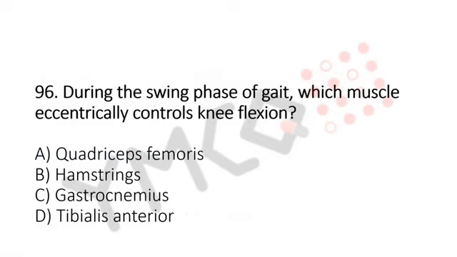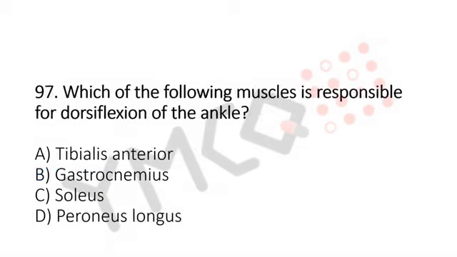During the swing phase of the gait, which muscle eccentrically controls knee flexion? Option A, quadriceps femoris. Option B, hamstring. Option C, gastrocnemius. Option D, tibialis anterior. And the answer is option B, hamstring. Now let's move to question number 97.